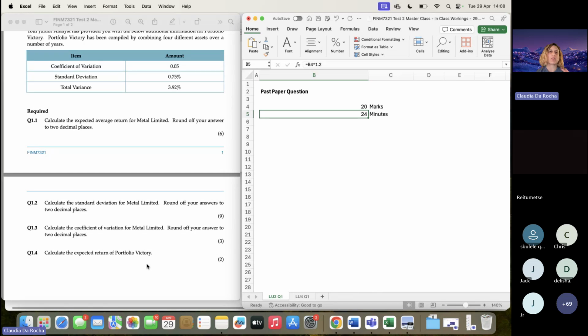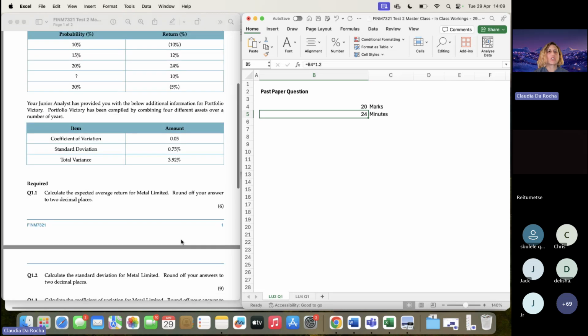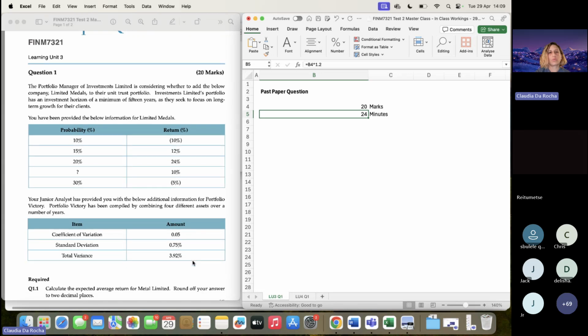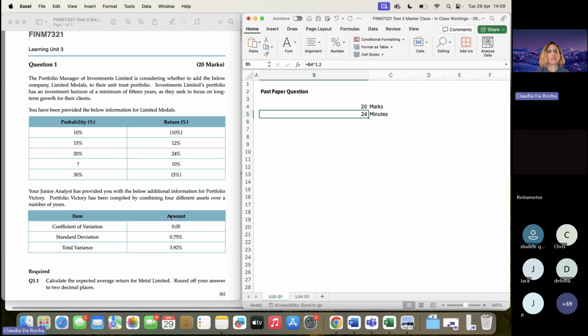So we do have a bit of a portfolio piece in here, but it's more of manipulating the question. You need to manipulate the formula here. So this does have both single assets and portfolio, but the portfolio piece is quite different to what you would see normally.